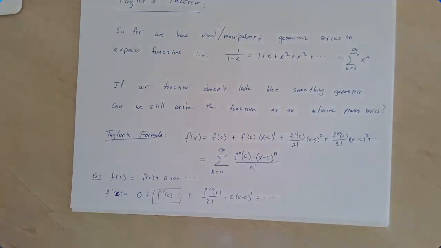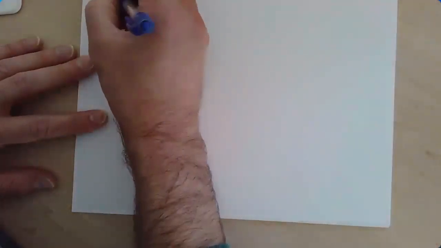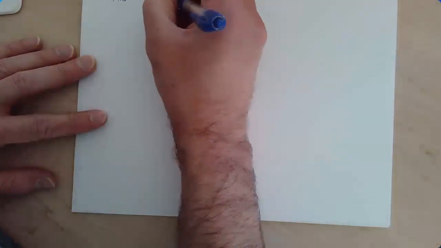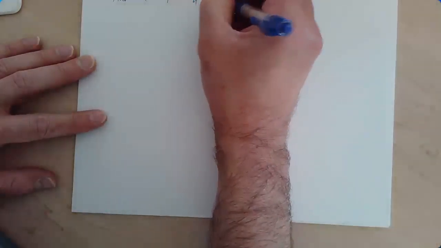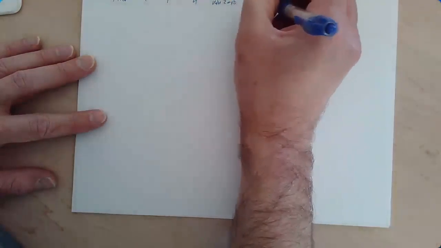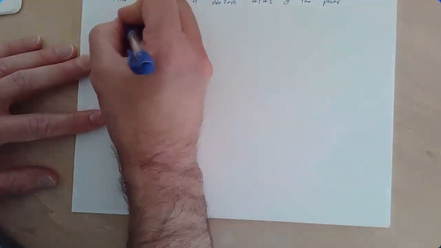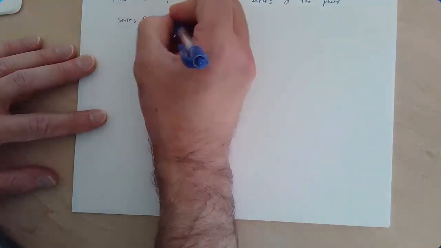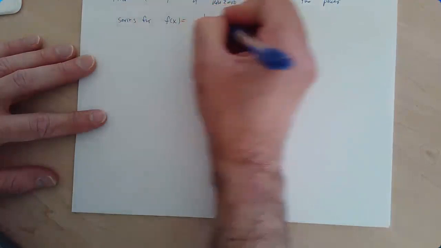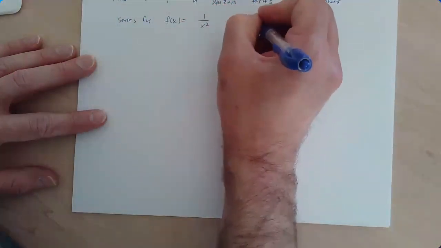Now, do we need to know all that? Again, I think watching that video is useful. Well, how do we apply it? The kinds of questions we usually get asked are, say, to find the first four non-zero terms of the power series for f of x equal to 1 over x squared, centered at c equal to 2.